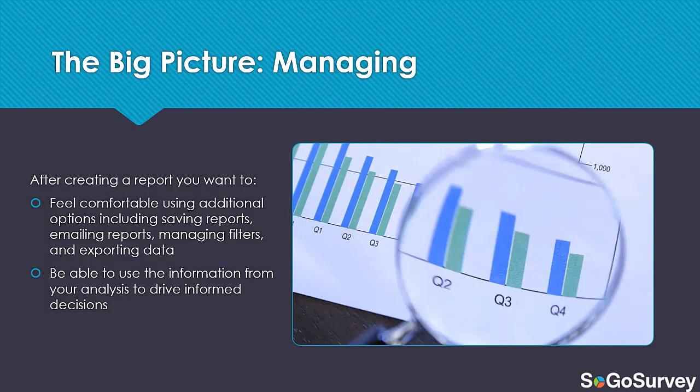So you can save the reports to the platform. You can email it out to your colleagues or yourself. You can also add filters onto the reports that if you email them out, your colleagues will also be able to filter by. And you want to be able to know how to export data. You also want to be able to use the information from this analysis to drive an informed decision. So this goes back to telling the story as well. What do you want your data to get to at the end? What is the main goal? What problem are you trying to solve?